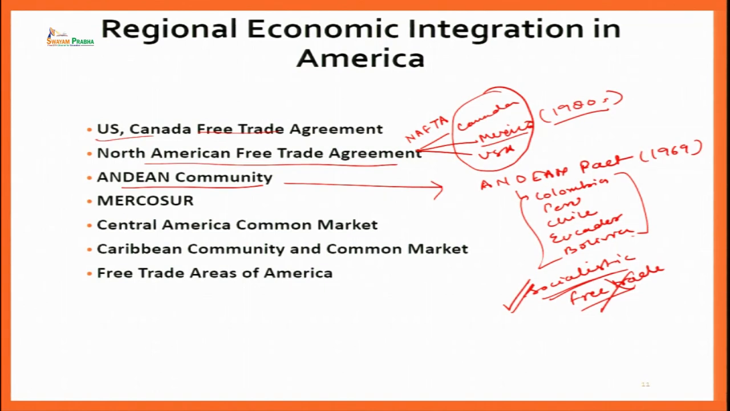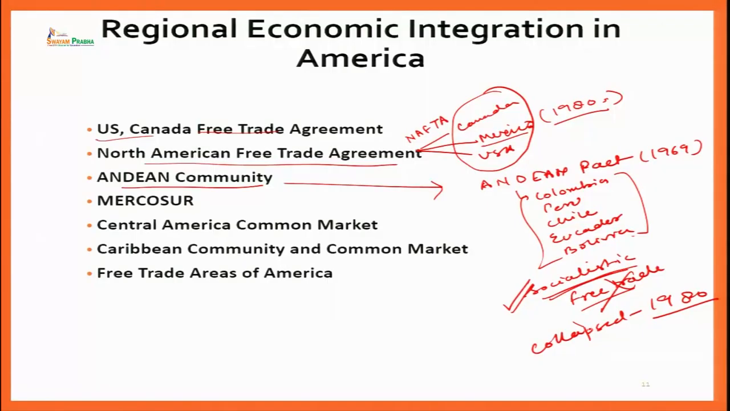Because of this, they couldn't sustain, and the whole system collapsed in the year 1980. It collapsed because they had a socialistic approach rather than free trade, while the rest of the countries in the world favor free trade. So you become an odd one, and you don't get any other country to support your ideology. The entire system of the ADN pact was dissolved and collapsed.